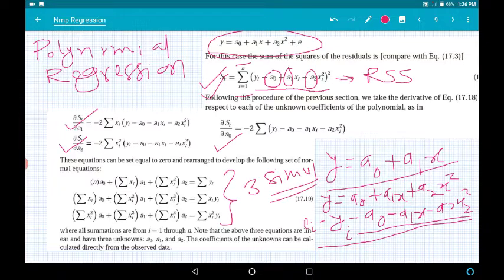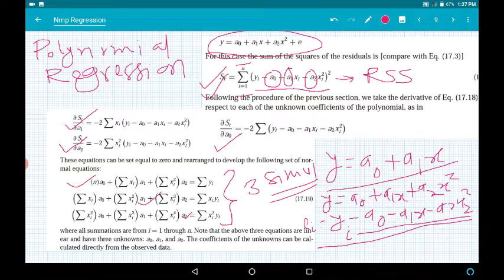If it is a third order, suppose I add one more term, a0 plus a1x plus a2x square plus a3x cube, then I will get four simultaneous equations, and so on. If m is the order of the equation, then the number of simultaneous equations will be m plus 1, right? When we solve these three simultaneous equations, I'll get the three values a0, a1 and a2.